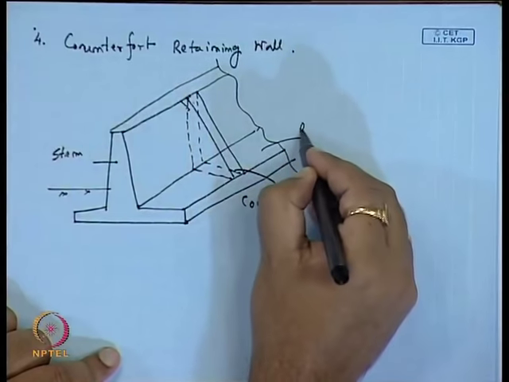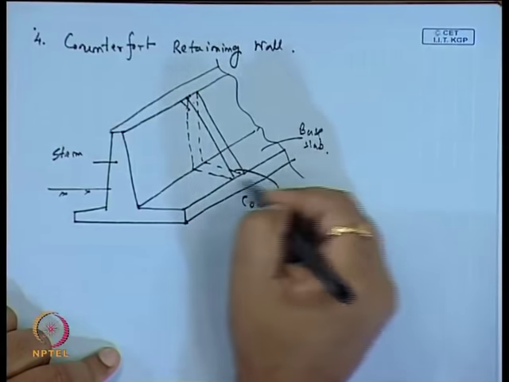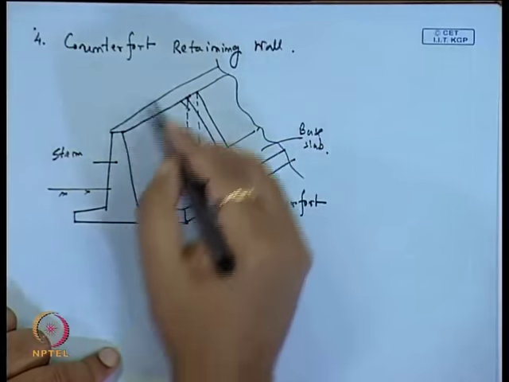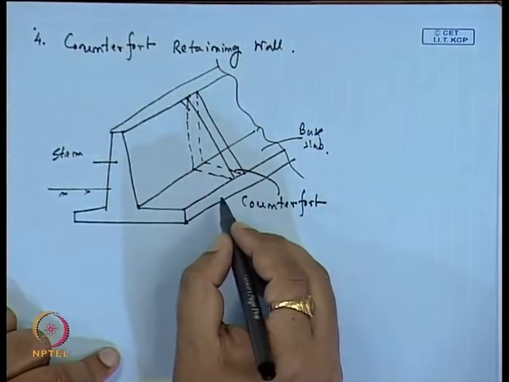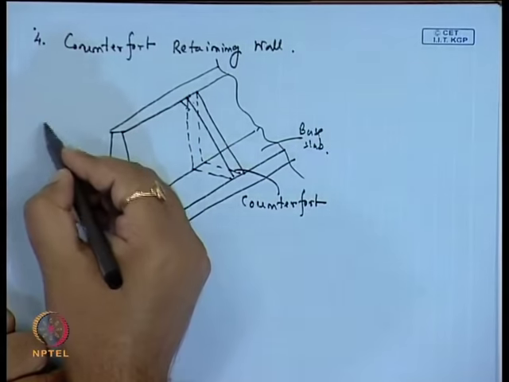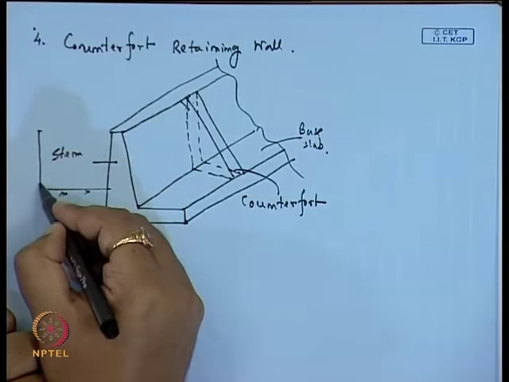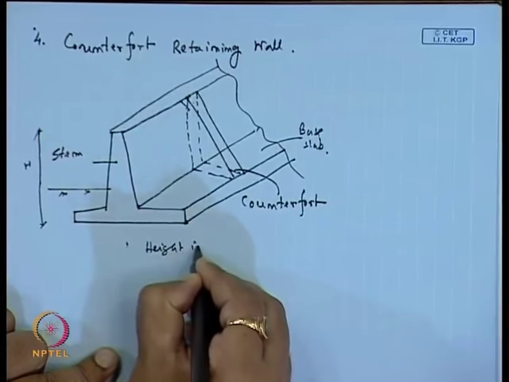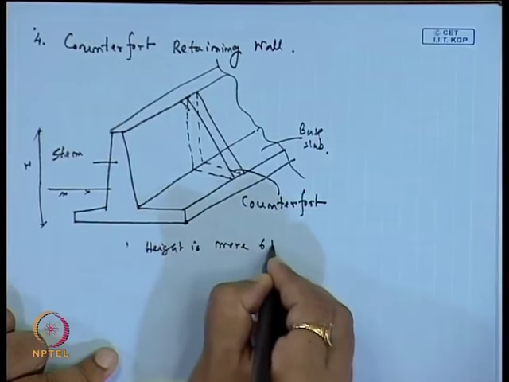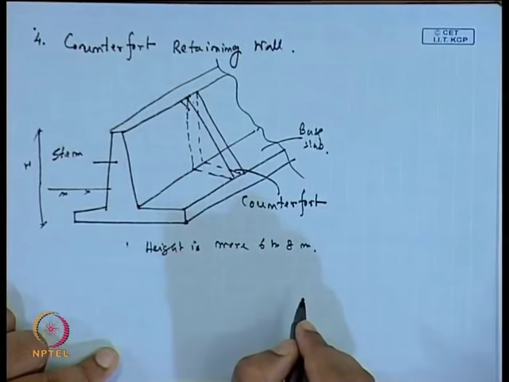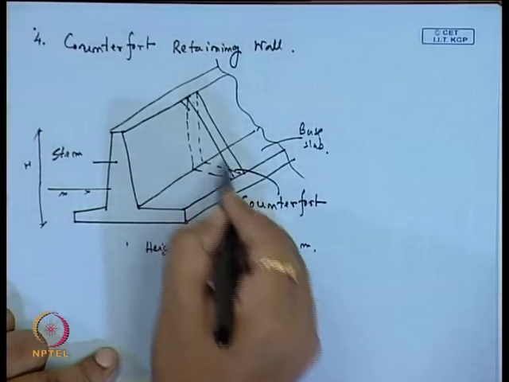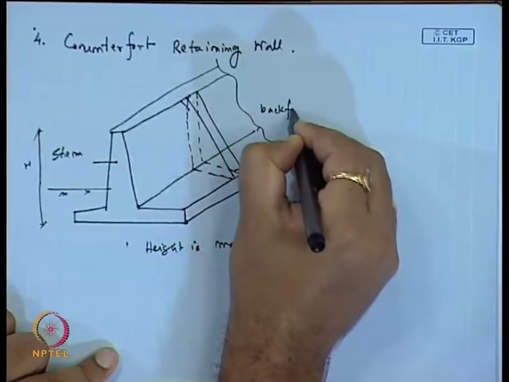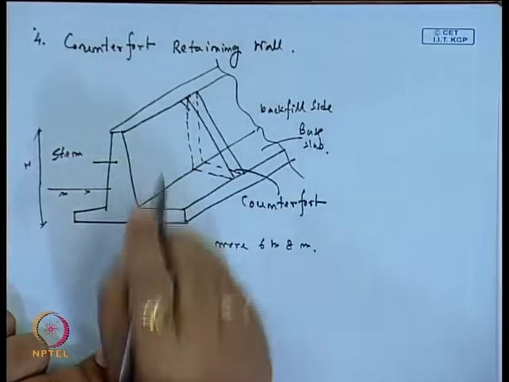This is the base slab. To reduce the shear force and bending moment of this base slab and the stem, these counterforts are used at certain intervals. It is economical if the height of the retaining wall is more than 6 to 8 meters; then this type of retaining wall is very suitable. These counterforts are used on the backfill side, because this is our backfill side.